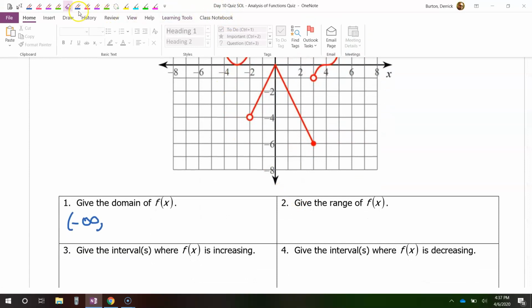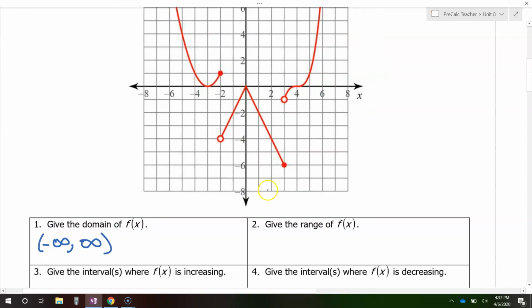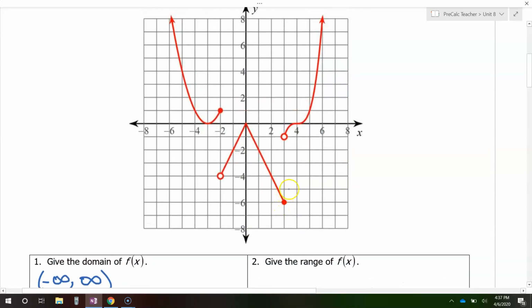So that's why the domain will simply be negative infinity to positive infinity. Do not split up the domain into pieces. That is not necessary. Now, the range.